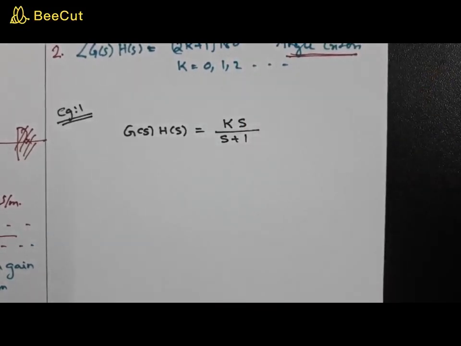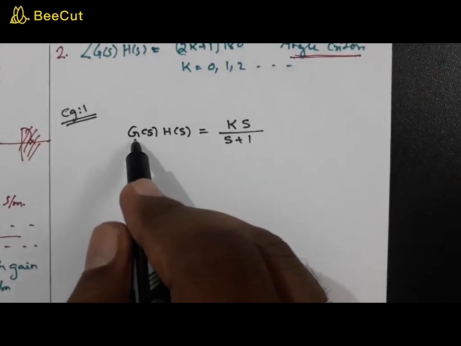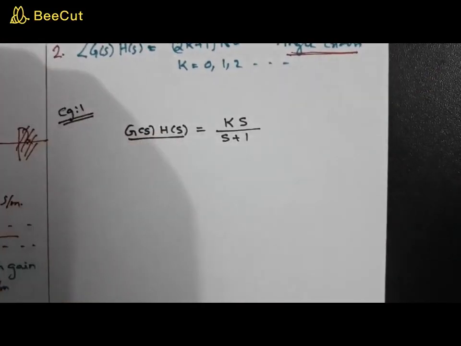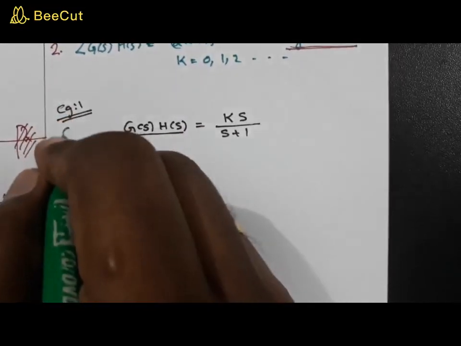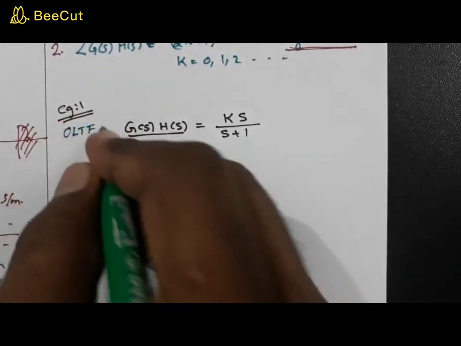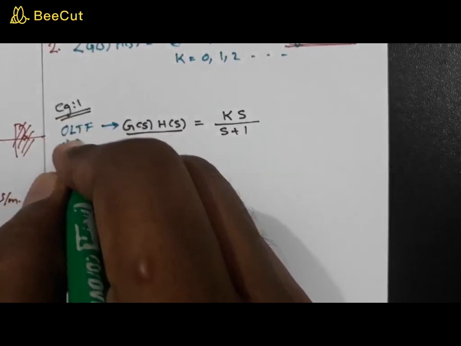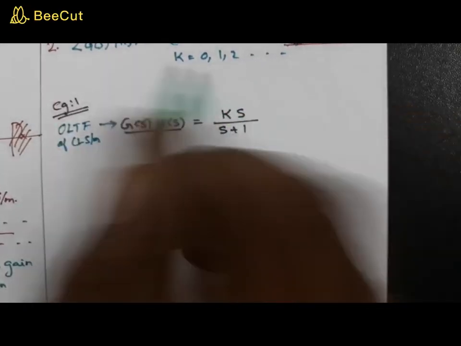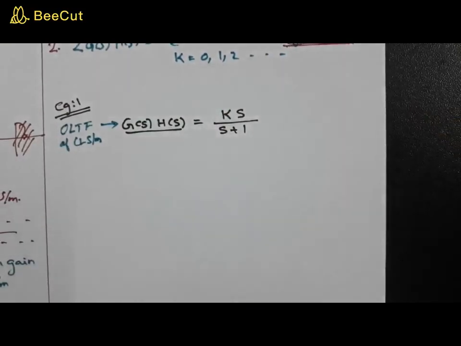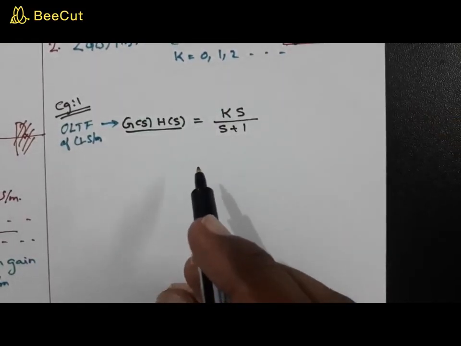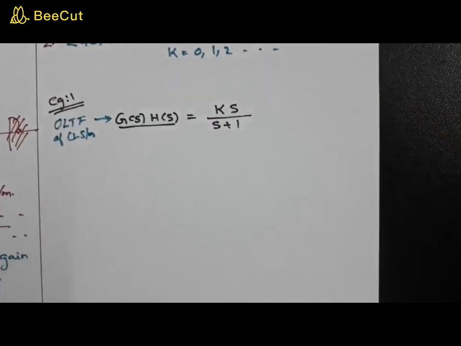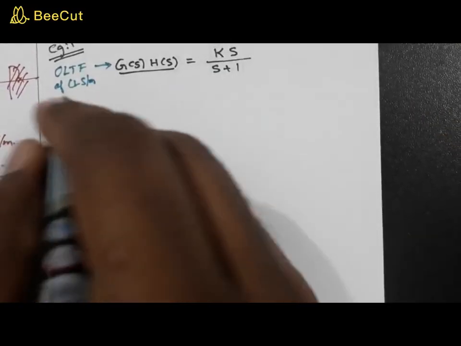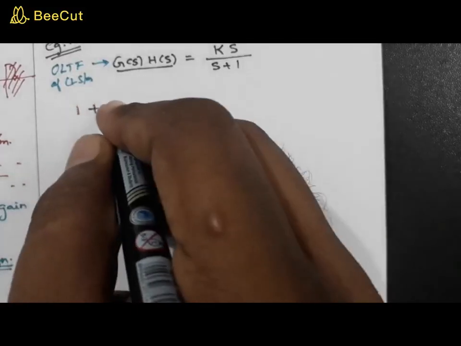This is simply a scenario where we consider a closed loop system. What is this? G(s)H(s) is what is called the open loop transfer function. This is the open loop transfer function of a closed loop system. Now you have been given it as k by s plus 1. Anyway, in the procedure of root locus, we are not going to find the characteristic equation, but I'm just finding the characteristic equation of this.